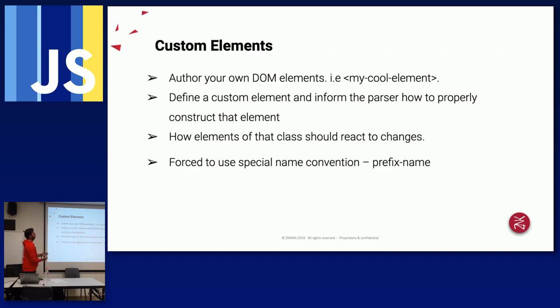So let's talk about every standard of web components. Custom elements basically give you the flexibility to author your own component. You can name your own component my-cool-component or whatever you want. And you can define your component and tell the parser how you want to parse it in your application. What are the events you want to handle? What are the markups you want to handle on that particular element? How will elements of that particular class react to some changes? You can pass props, you can pass attributes, you can define properties on that particular element.